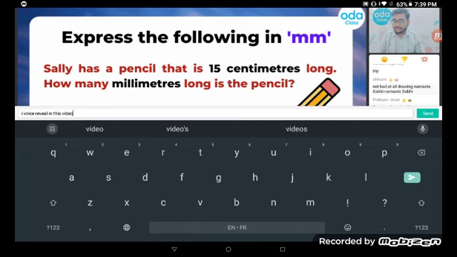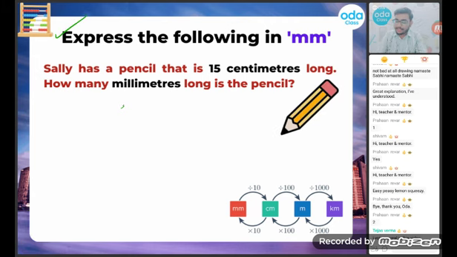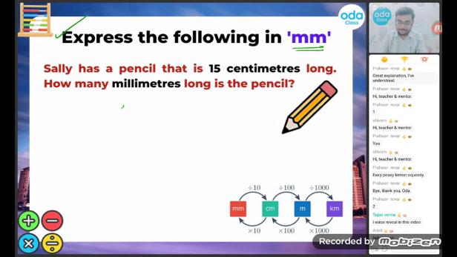Okay? Now students, let us solve a question. That is a word problem question. Very important, first read the question. Express the following in millimeter. Mm means what? That is in millimeters. Very nice. Yes, correct. Absolutely correct. So students, write the answer.